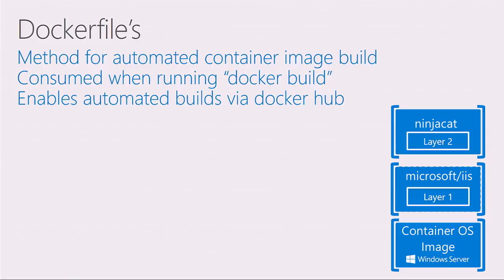But the important part of this automation is that if one of these other layers changes, so remember our Ninja Cat is dependent on this IIS image, which is dependent on this container OS image. If we updated the container OS image, like there's a patch for it, a new one of these is generated, the Docker Hub is smart enough to go, wait a minute, this guy was dependent on that. Let me rebuild him.